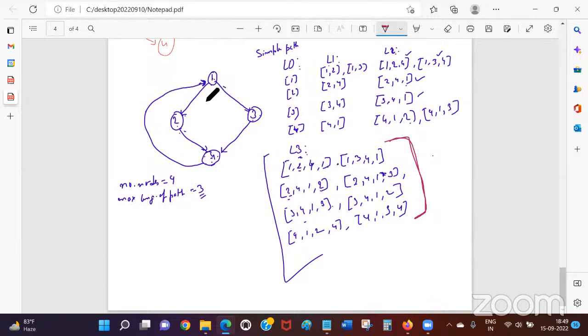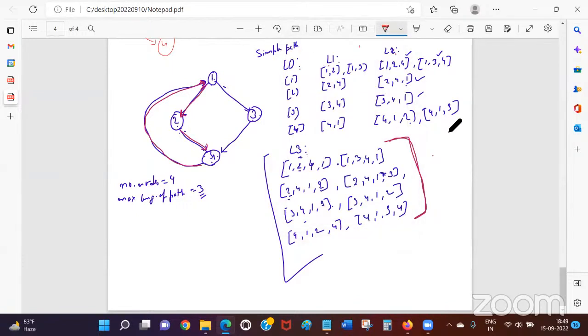So we can go like this: 1, 2, 4, 1, right? So this is a simple path. It's basically representing a loop. And if you've gone through the prime path coverage from the lecture, you must know this is the best to test the loops, right?